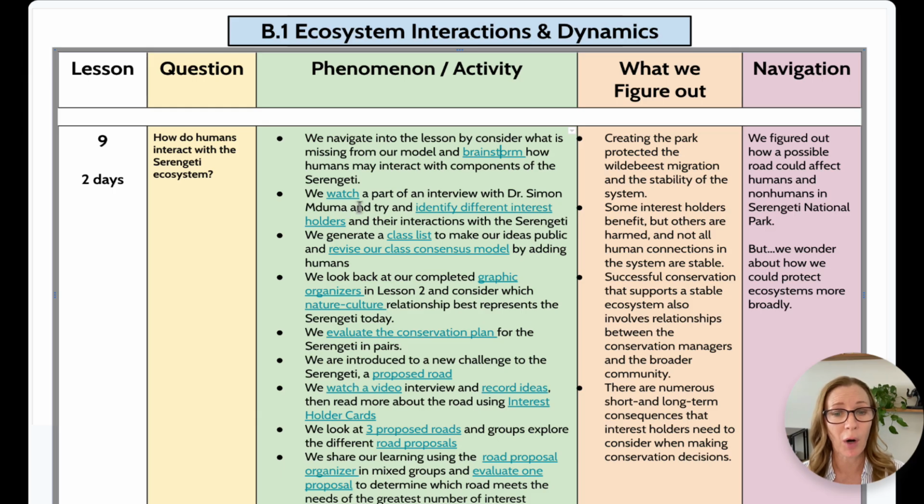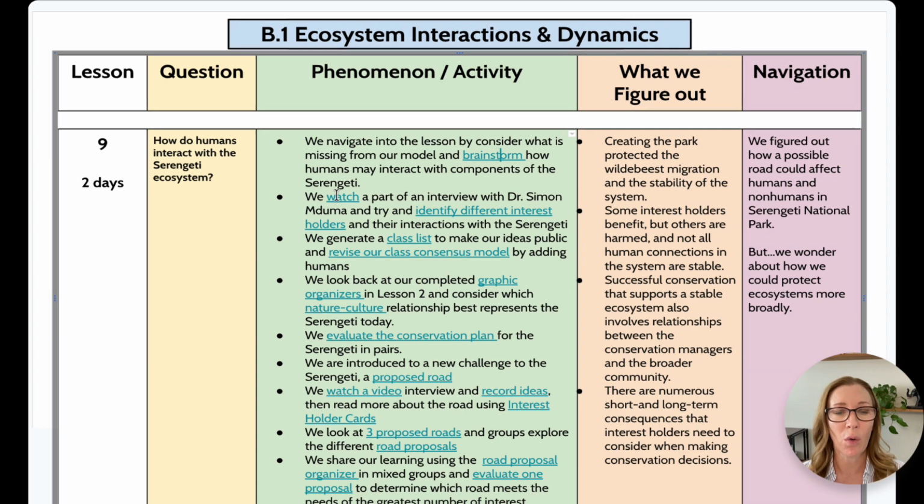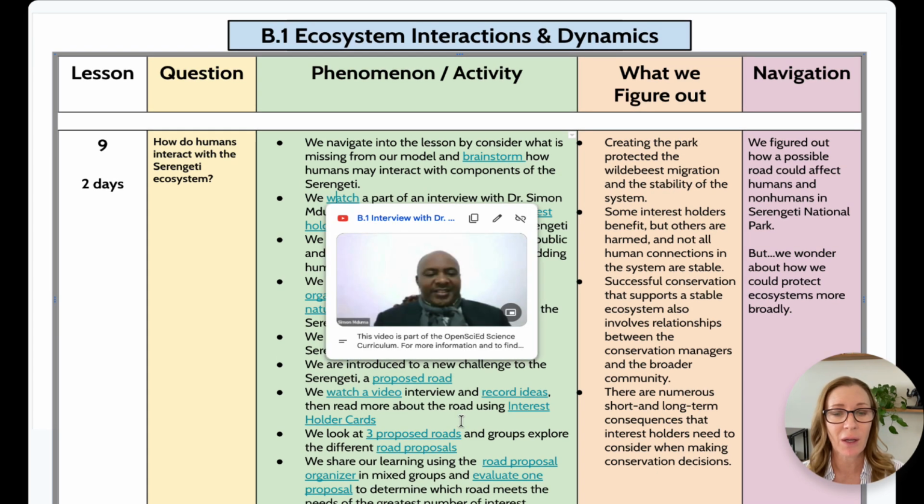We then watch part of an interview with Dr. Simon Mduma, and as we listen, we try to identify who the different interest holders are that he's talking about. The video you can see here is linked. We were already introduced to him earlier in the unit. So we listen to him and try to pull out who he is mentioning as interacting with, or wanting some benefit from, this conservation plan.